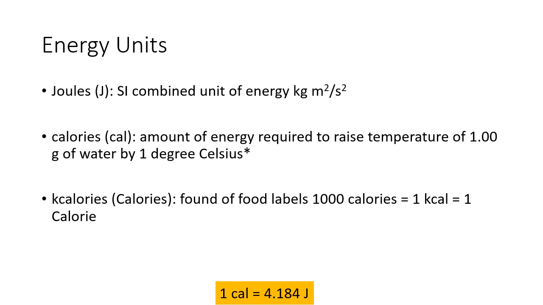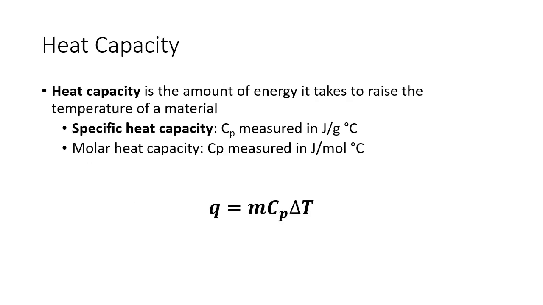Finally, there is a relationship between calories and joules. It is 4.184 joules in 1 calorie. Heat capacity is the amount of energy it takes to raise the temperature of a specific material. Usually comes in 2 different flavors. We have specific heat capacity, which is measured in joules per gram degree Celsius, and we have molar heat capacity, which is measured in joules per mole degree Celsius, so not much of a difference.